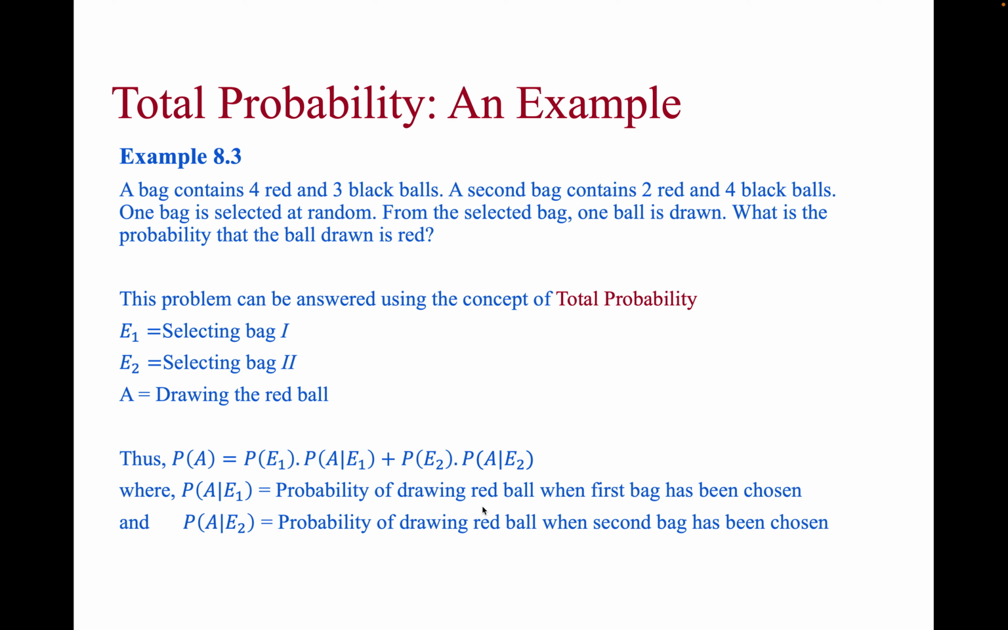Total probability example. A bag contains 4 red balls and 3 black balls. A second bag contains 2 red balls and 4 black balls. One bag is selected at random. From the selected bag, one ball is drawn. What is the probability that the ball drawn is red?